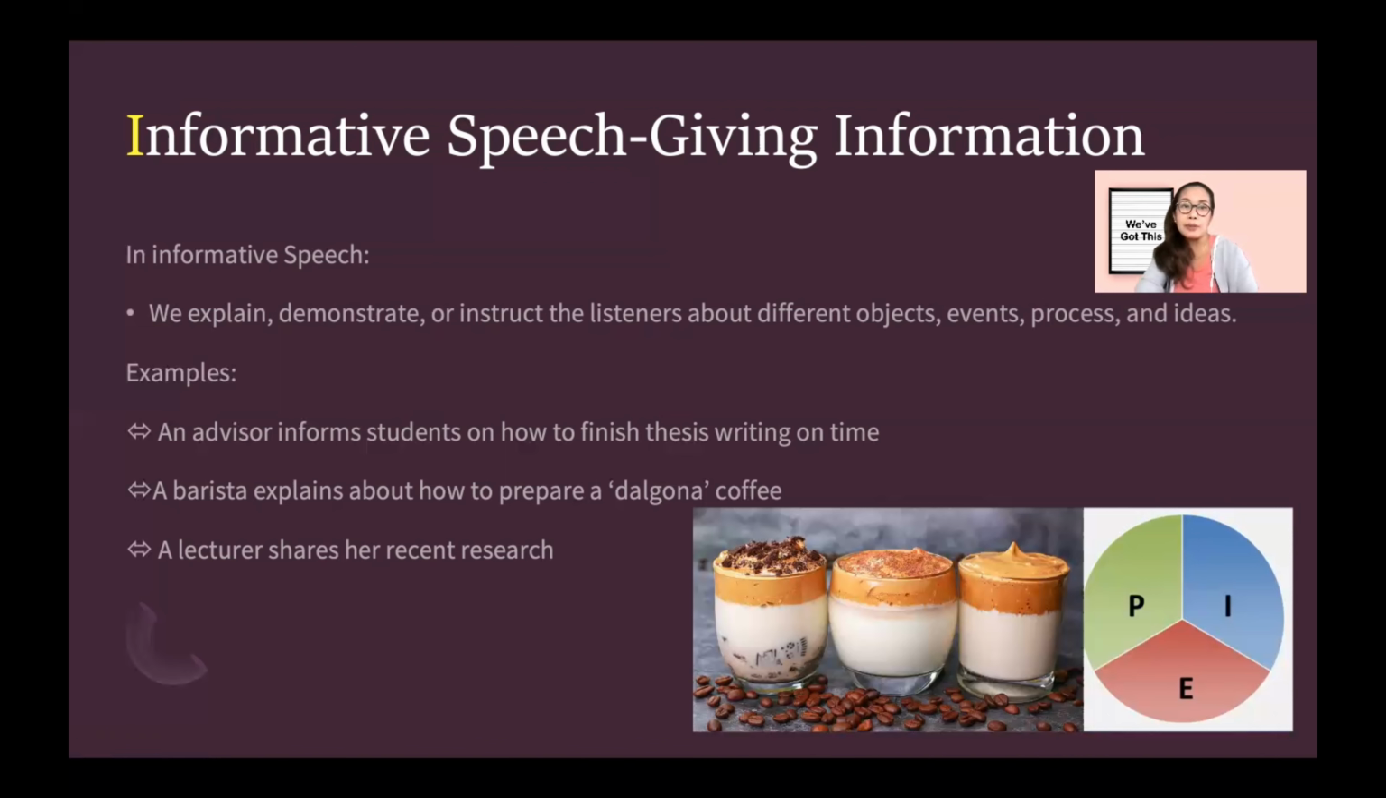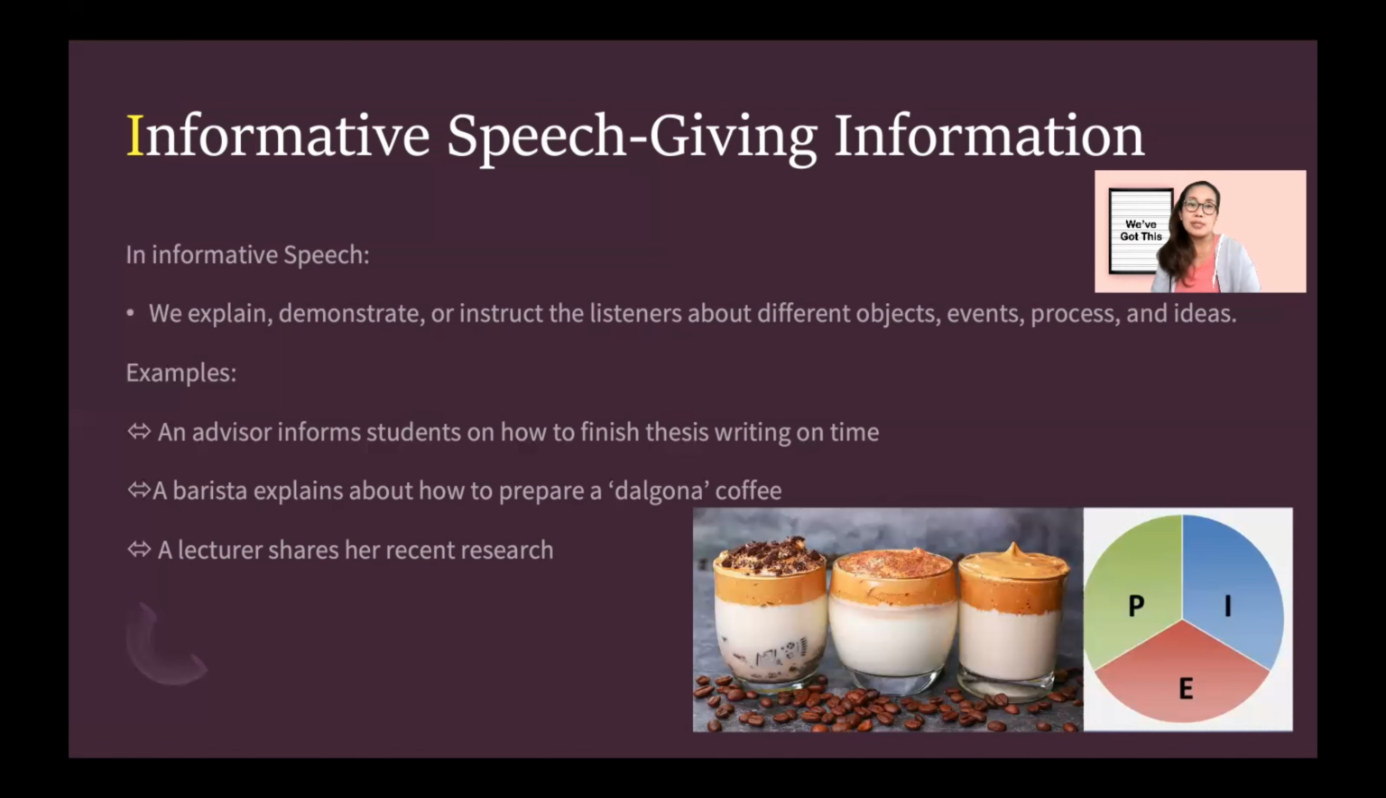So, for example, an advisor informs students on how to finish thesis writing on time. In this speech, the speaker is going to share information probably based on her or his experience in writing a thesis, okay, rich in information related to finishing thesis writing on time.